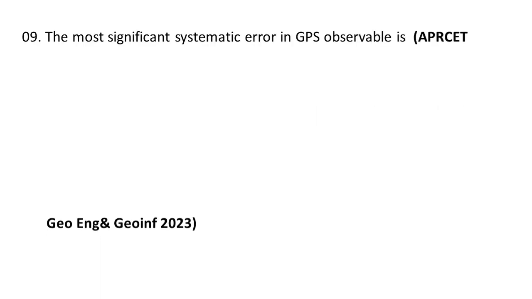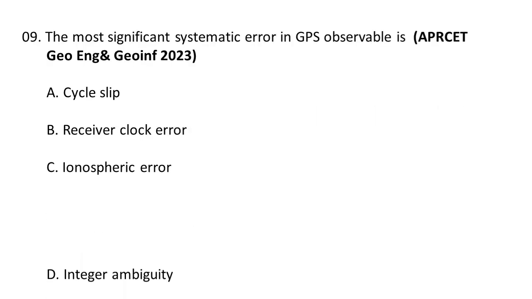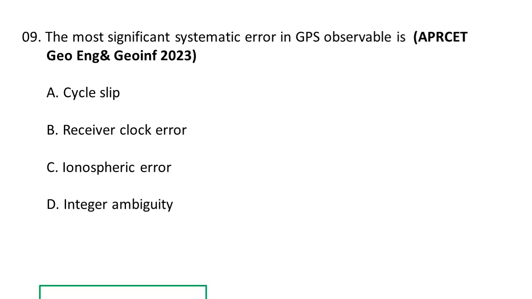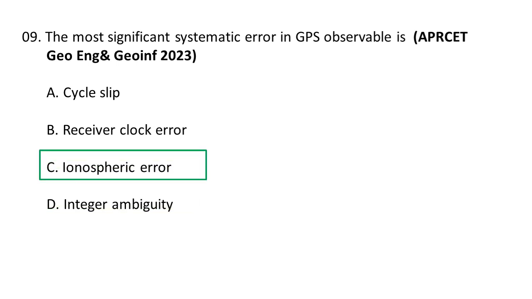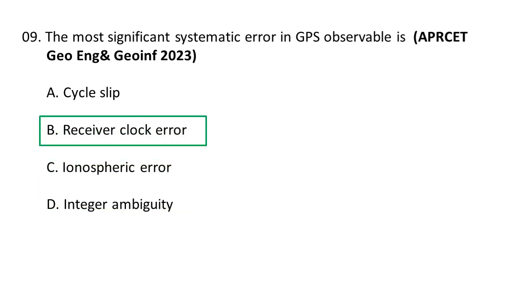Next question. The most significant systematic error in the GPS observable is A. Cycle slip, B. Receiver clock error, C. Ionospheric error, and D. Integer ambiguity. The most significant systematic error in the GPS observable is the receiver clock error. The receiver clock error is an unknown parameter that is used to calculate the GPS positioning, and it needs to be considered at the beginning of the process, and this is the most significant systematic error in GPS observations.